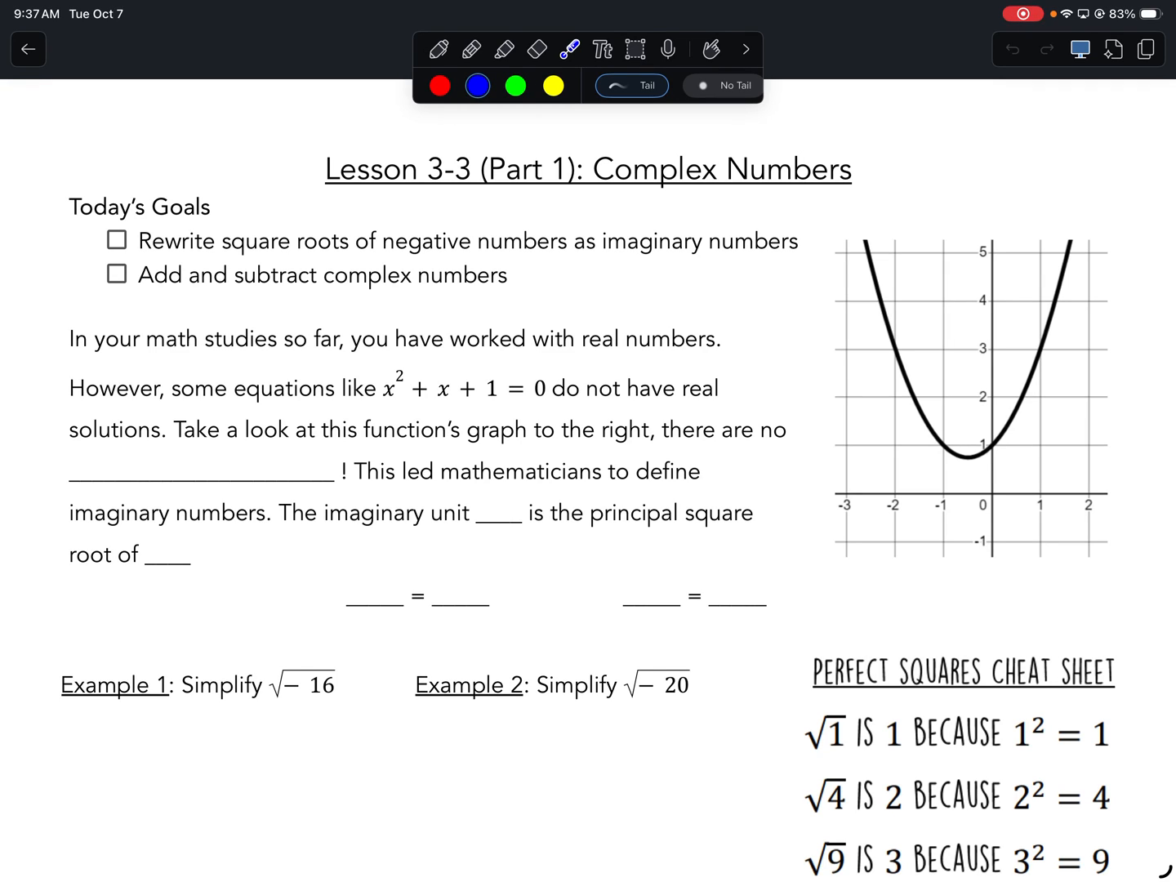Today you're going to be working on lesson 3.3, complex numbers. We're going to rewrite square roots of negative numbers using i, as imaginary numbers.